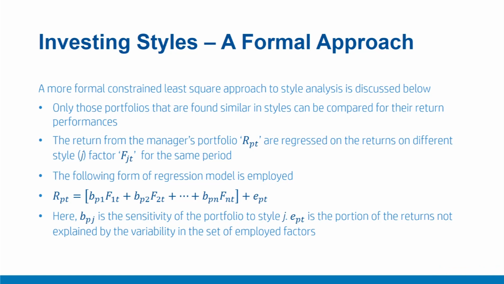Also, in order to compare these performances, there is a proper formal, mathematical approach, the least square method, that can classify portfolios in different styles. Here we follow a simple OLS regression method, ordinary least square, where returns on portfolio RPT are regressed on various styles such as F1T, F2T, FNT. These FNTs are style factors, and BP1, BP2, and so on are the sensitivities of the portfolio to these factors. EPT is the error or residual term, which is the part of the return of the portfolio which is not related to any of these styles and not explained by any of these factors.